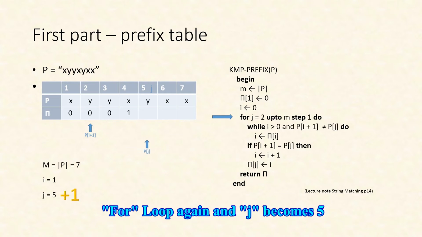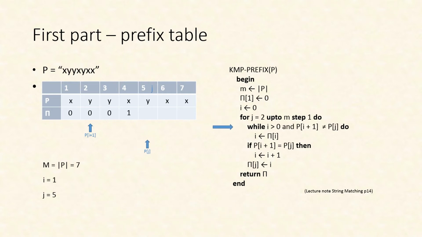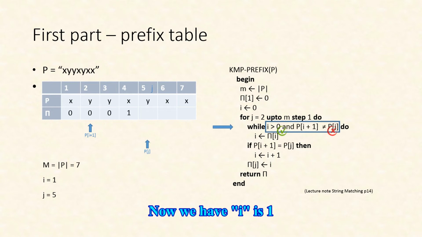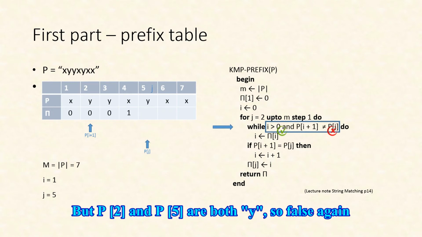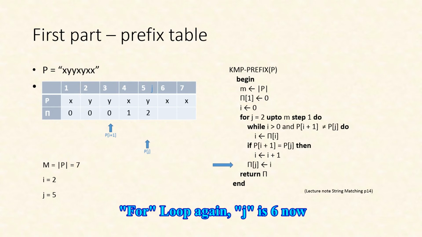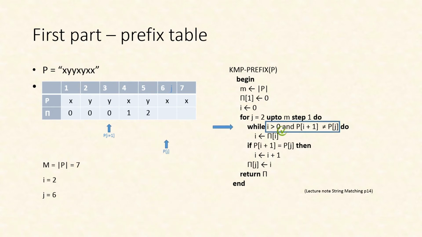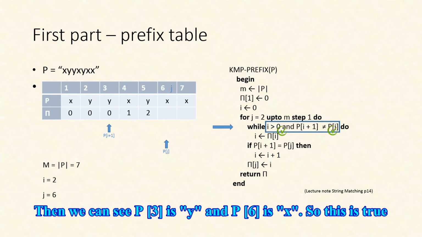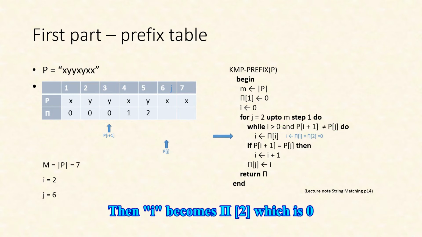For loop again, and j becomes 5. Now we have i is 1, but p2 and p5 are both y, so it's true, and i is 2 now, and pi[5] is 2. For loop again, j is 6 now, i is 2. Then we can see p3 is y, and p6 is x, so this is false. Then i becomes pi[2], which is 0.